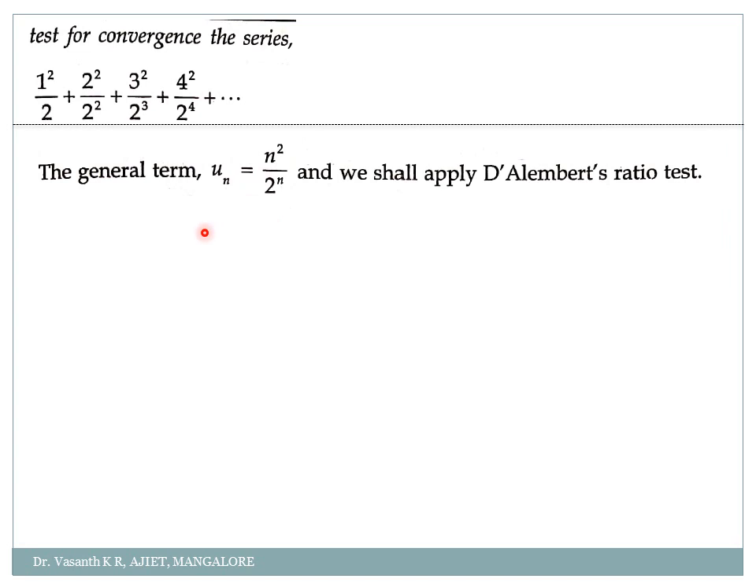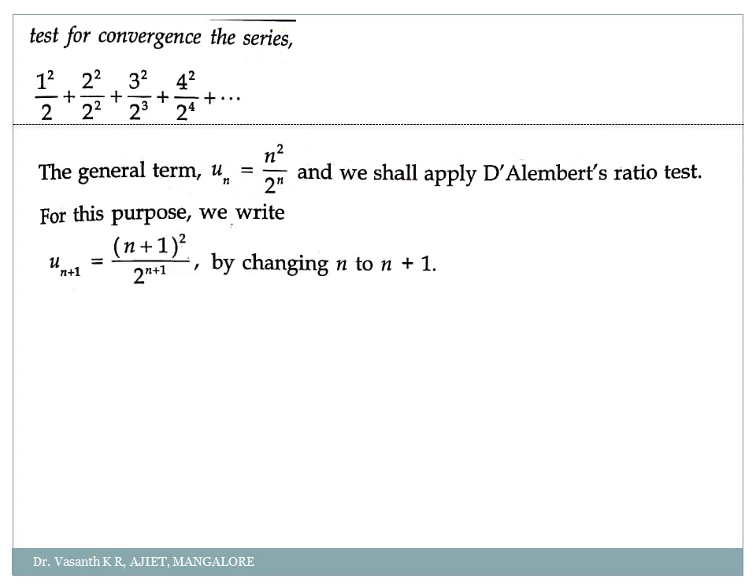Now what does D'Alembert's root test tell you? We have to get un plus 1 and then divide by un. So you know what un is. So can you tell me what un plus 1 is here? If you want to get un plus 1 here, what do you have to do? Wherever n is there, you have to write what? n plus 1. So I'll just write it. So un plus 1 is equal to, see here, in the place of n I have taken n plus 1, the whole square, divided by 2 to the power n plus 1. So that is how we write it, by changing n to n plus 1.